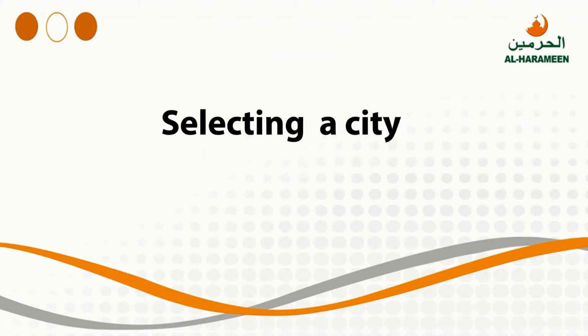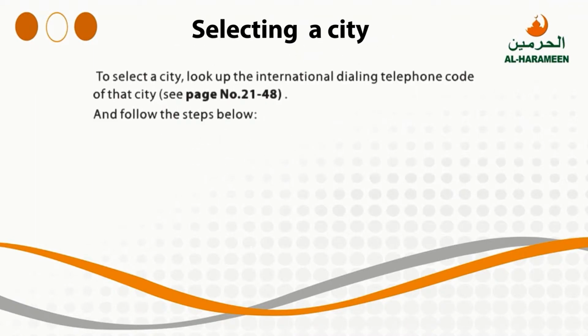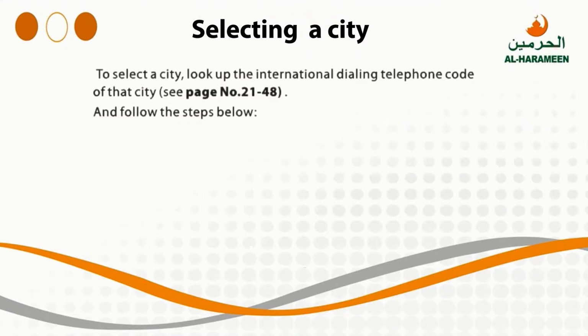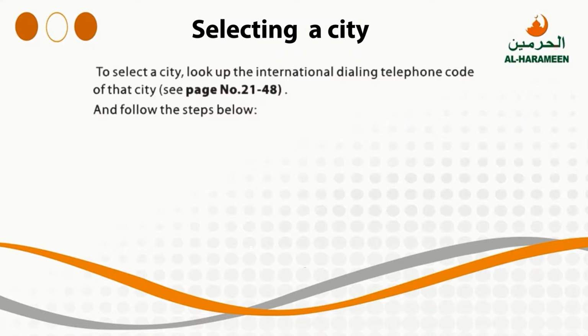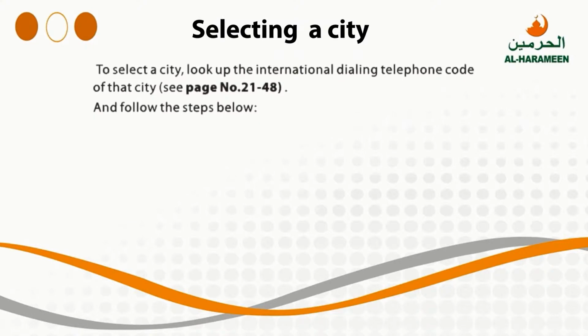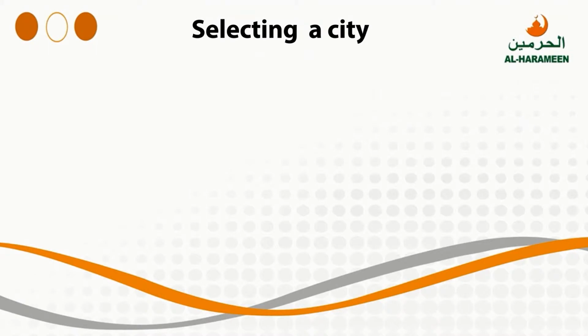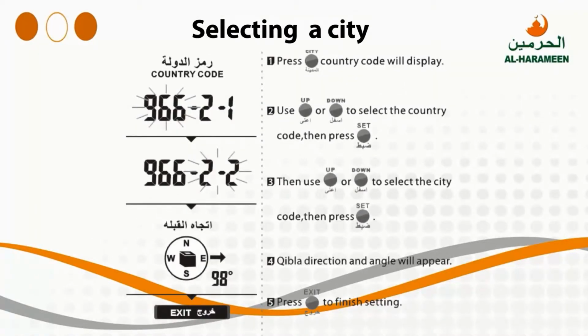Selecting a city. To select a city, look up the international dialing telephone code of that city. See page number 21 to 48 and follow the steps below. 1. Press city. Country code will display. 2. Use up or down to select the country code. Then press set. 3. Then use up or down to select the city code. Then press set. 4. Qibla direction and angle will appear. 5. Press exit to finish setting.